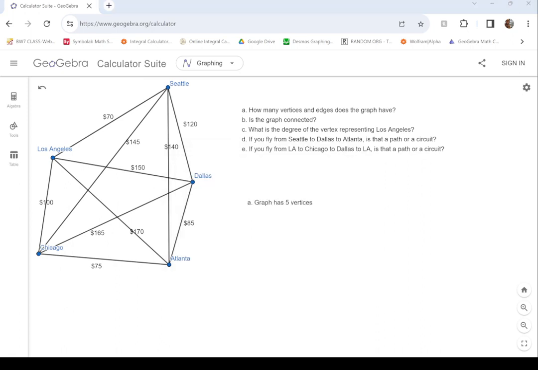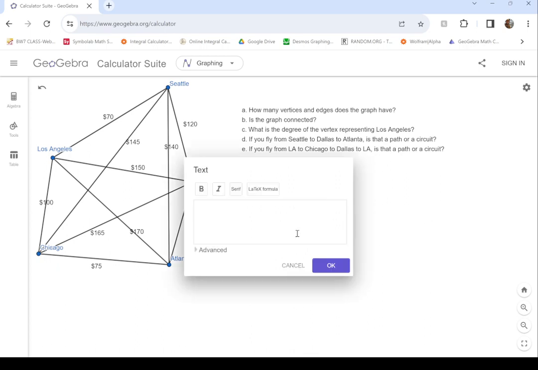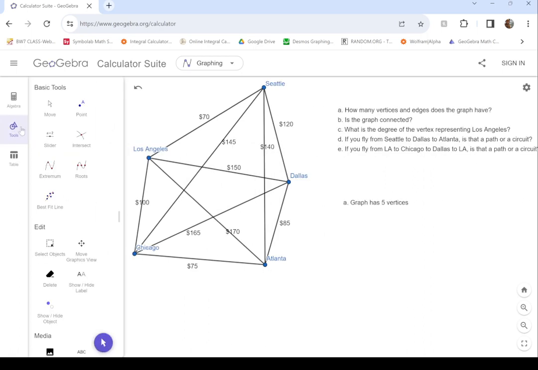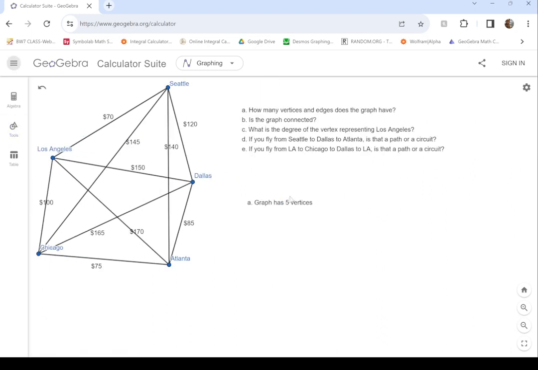Now also edges. Let's see, we'll count these up here. Shouldn't be too hard. We have 1, 2, 3, 4, 5, 6, 7, 8, 9, 10. So we have 5 vertices and 10 edges.